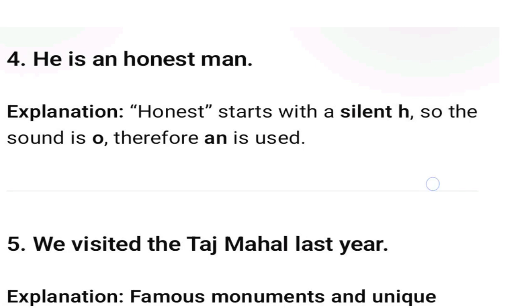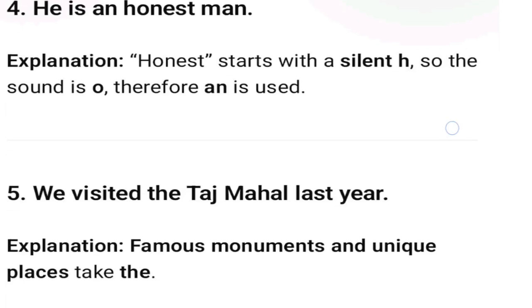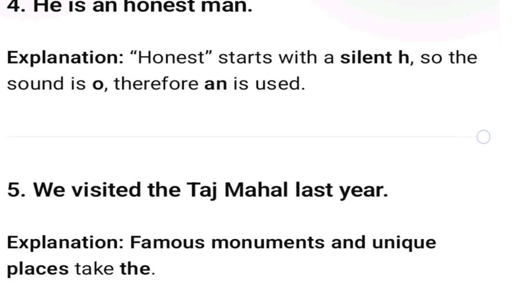Now question 4 is, he is dash honest man. Dash honest man. Article an has been used with honest. Why? Because honest starts with a silent H. H does not have pronunciation over here, it's silent. So the sound is O, honest. Hence, the article will be an honest man.